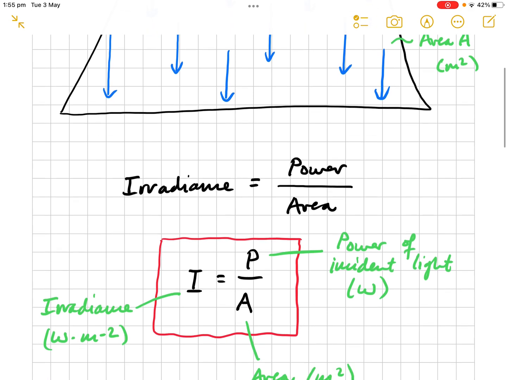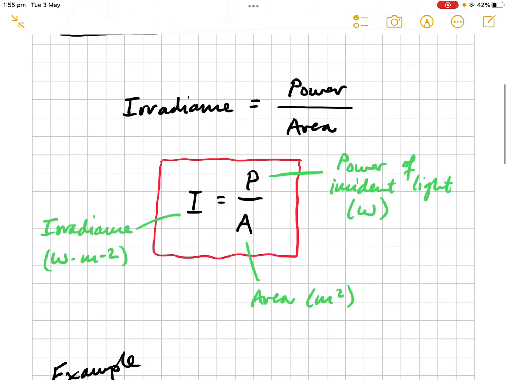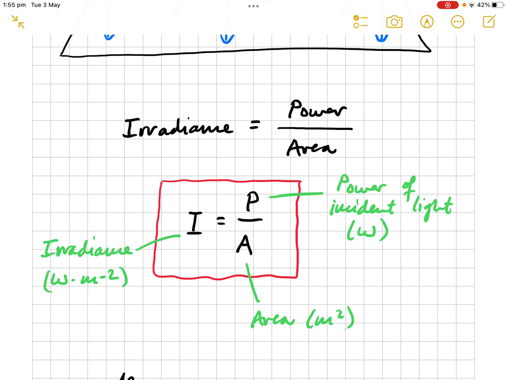In symbols, that becomes I is P over A, where P is the power of the incident light in watts, A is the area in meters squared upon which the light is falling, and capital I is the irradiance. And of course, if you look at the right-hand side of that equation, power divided by area, watts divided by square meters, that makes the irradiance equation watts per square meter.